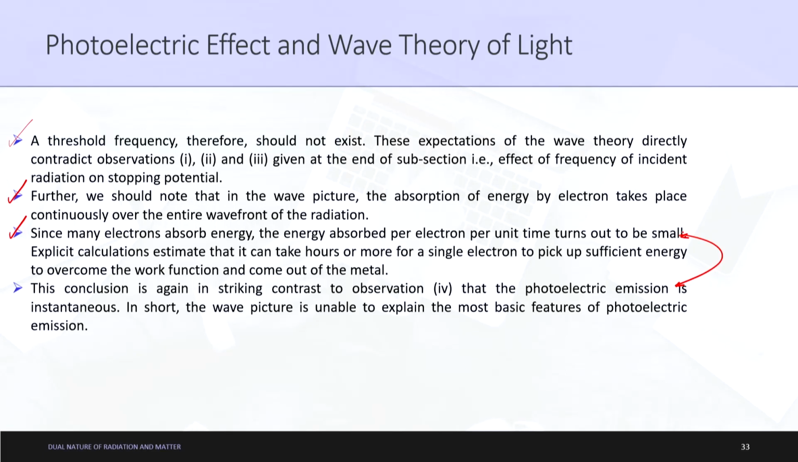So, this conclusion is again in striking contrast to observation 4, that the photoelectric emission is instantaneous. So, photoelectric effect is instantaneous. In short, the wave picture is unable to explain the most basic features of photoelectric emission. So, what does it try to say? Basically, what we are trying to say is that this wave theory of light is not able to explain this basic concept of photoelectric emission.